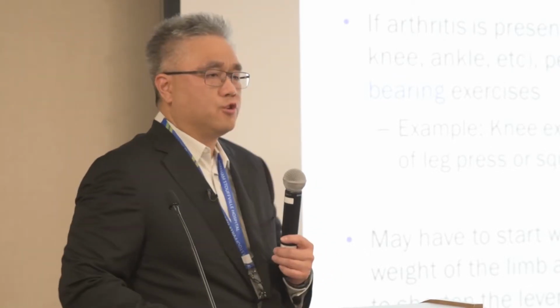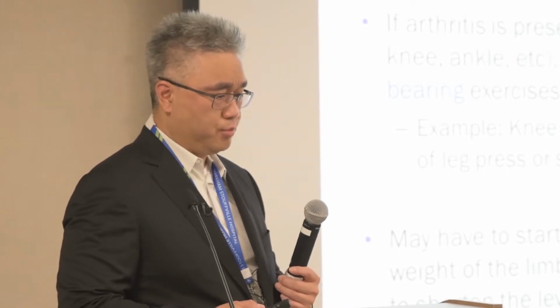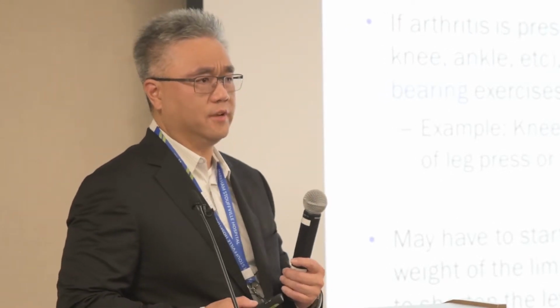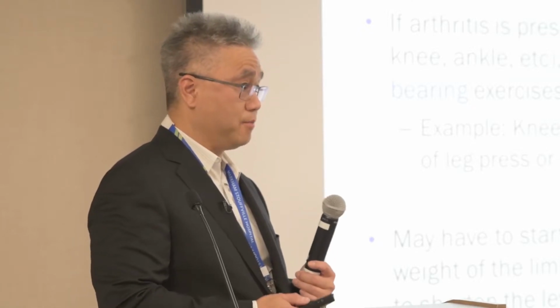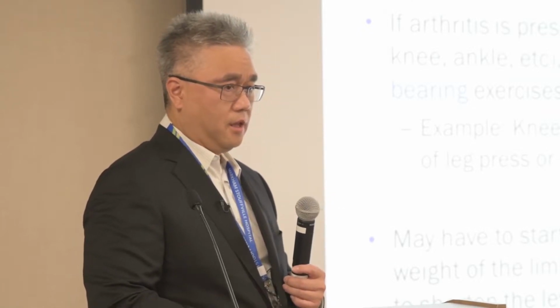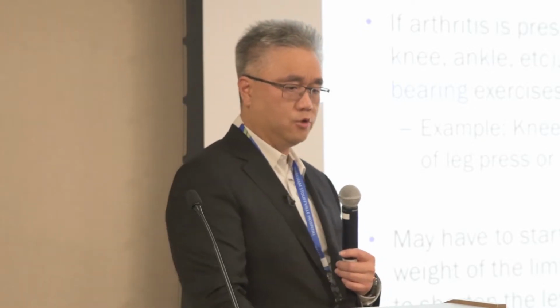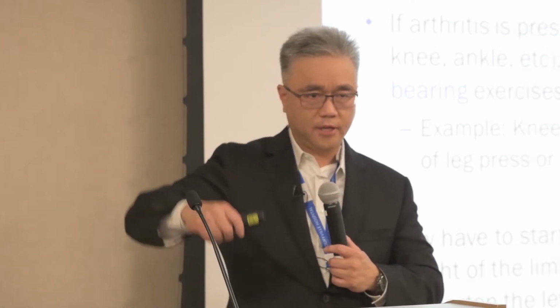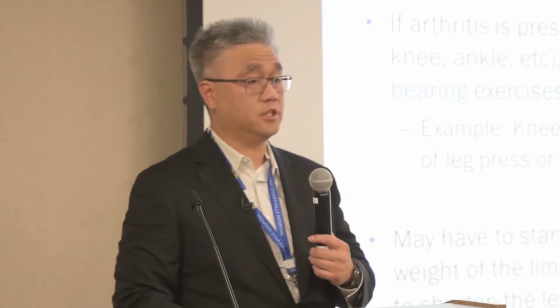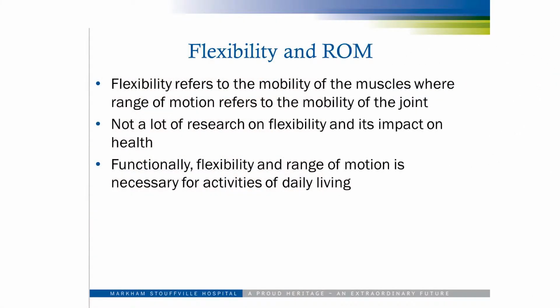You also may have to start with no weight and just use the weight of your limb. And this is particularly useful for people who have significant arthritis or are quite deconditioned. Using your limb against gravity can be a good starting point. If you struggle with that, you can also shorten the lever arms. Say, for example, if you're doing an exercise raising your arm, if that's too heavy, you bend your arm and then start raising it. By shortening the lever, it makes it easier, and you can work on that until you're able to do a straight arm.